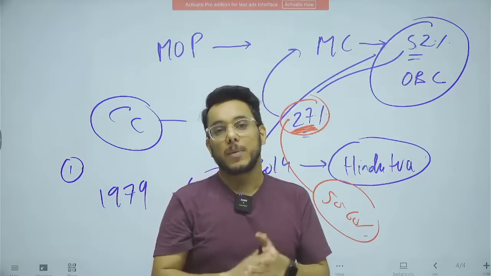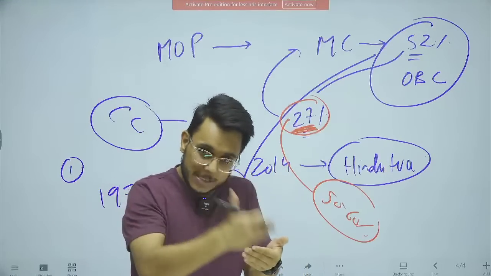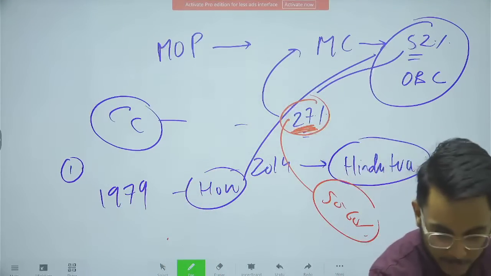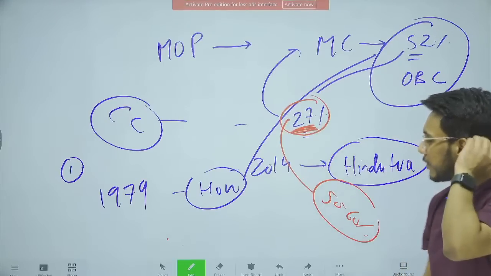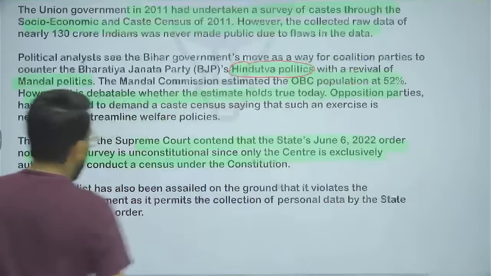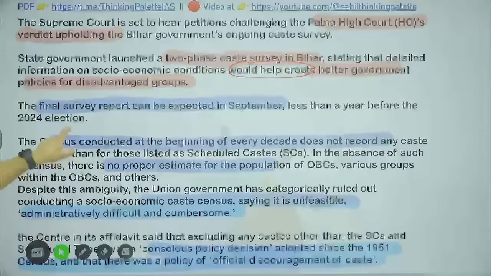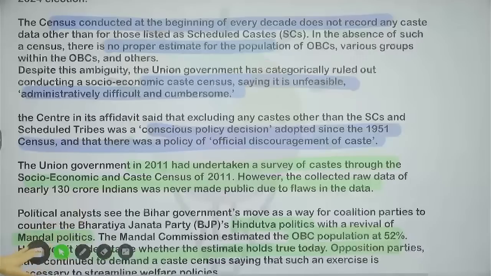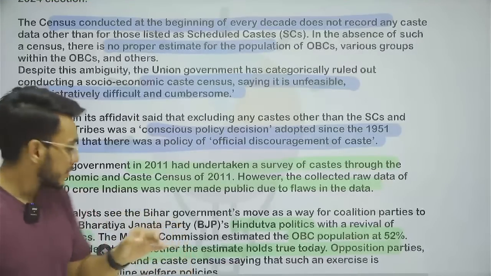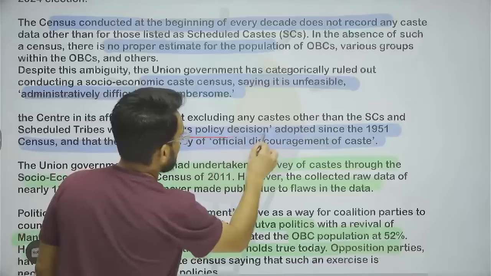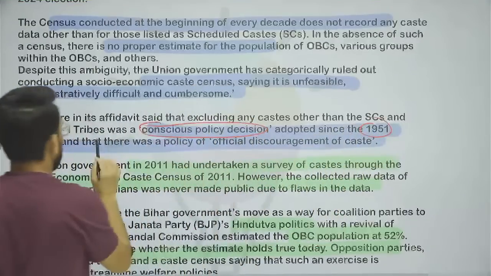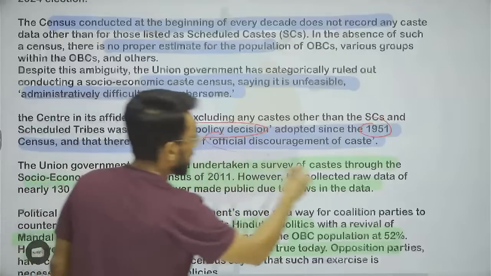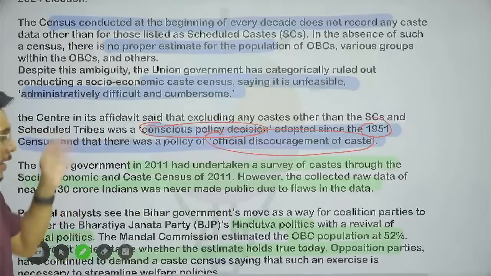Okay, and the union government, BJP, have never actually specialized in any particular caste group. So the government at the center has very clearly said that we are not going to conduct any caste survey. The union government says that not conducting a caste survey is a conscious policy decision, and that has been adopted since 1951, because 1951 was the first census of independent India. This policy has been adopted because we want to discourage caste. So therefore, we are not conducting this census.